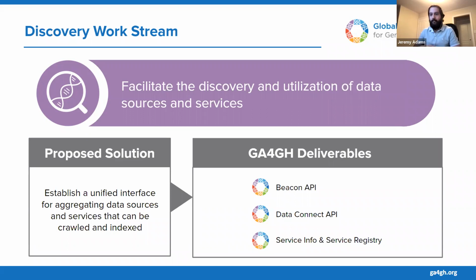Lastly, there's the service registry and service info APIs, and these are fundamental to all technical APIs across all GA4GH work streams, not just within discovery. Service info and service registry provide a networked infrastructure for all API-based GA4GH standards and services to create an internet of genomics in which it's possible to discover new services based on the information that's present within registries of those services, and also to learn more about the type of data that might be served by any particular service using the data that's relayed through the service info endpoint.